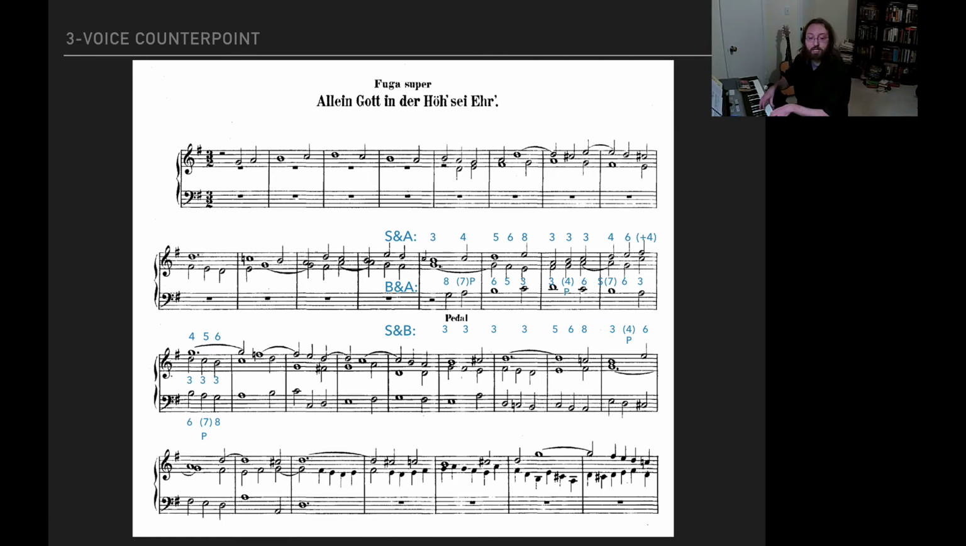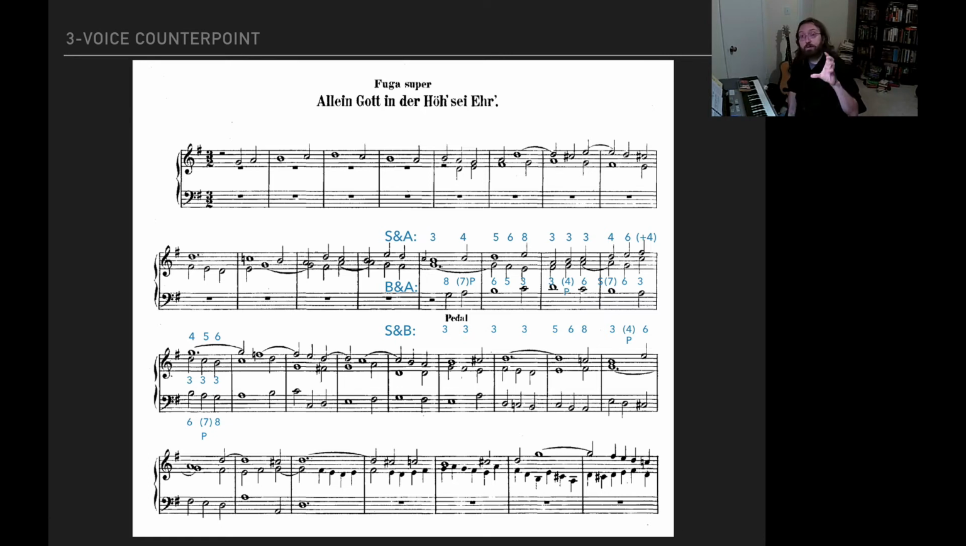B against G, A against C, B against D, C against E. Then we go down. We go to a fifth, 6, 8, 3, a passing fourth, and then a 6, and then 6, a passing 7, and then 8.